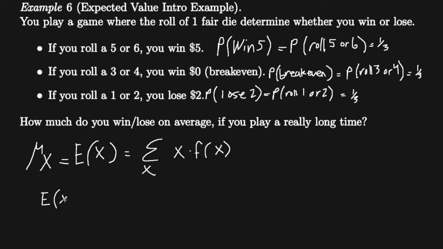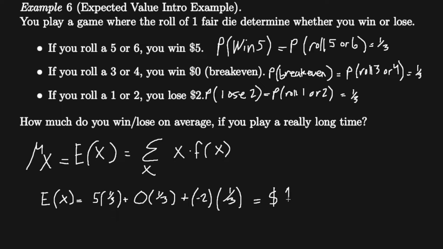So the expected value of x is equal to 5 times 1/3 plus 0 times 1/3 plus -2, because you're losing $2, -2 times 1/3. And if you do the algebra, this should all equal exactly $1.